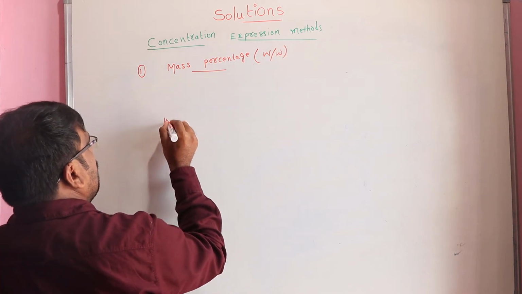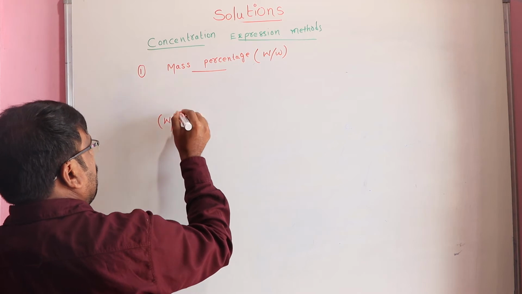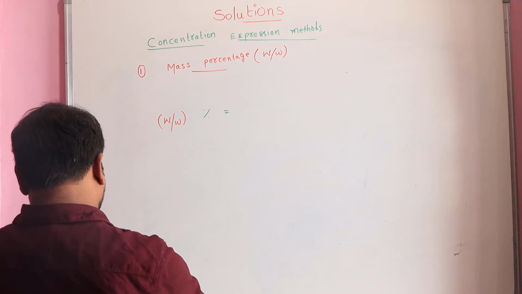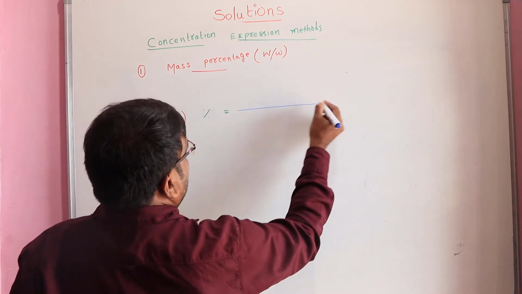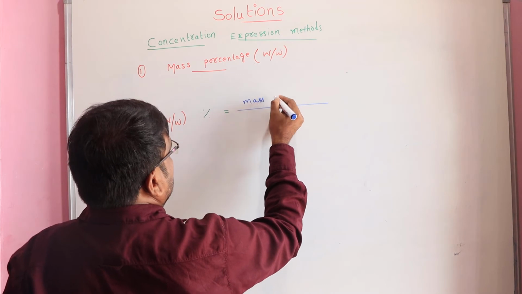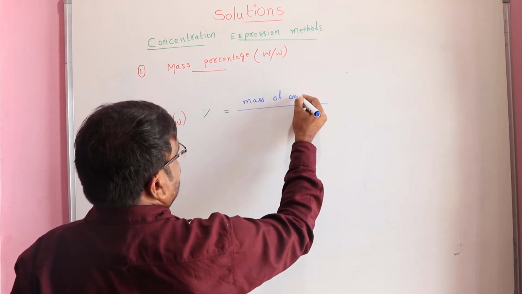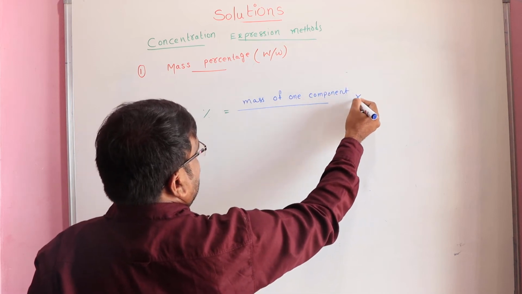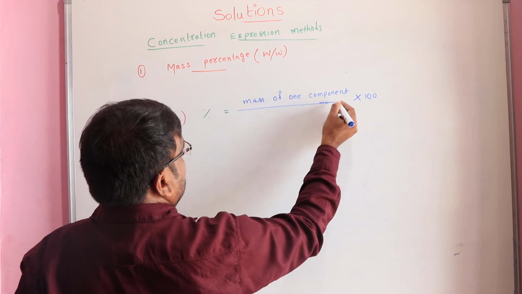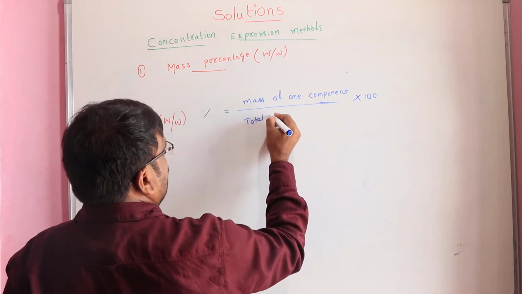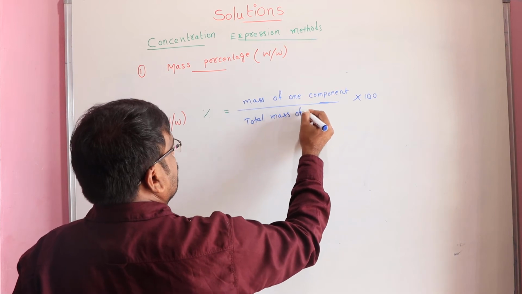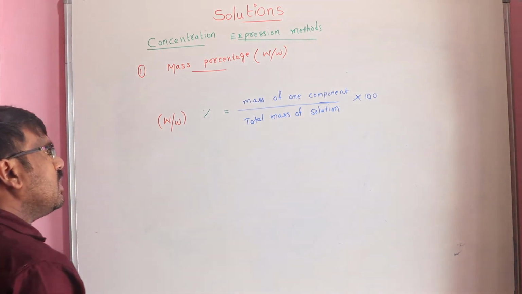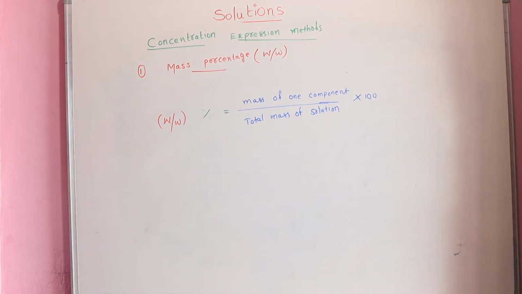So W by W percentage of any component is equal to, so what formula we are using? Mass of any one component into 100 divided by total mass of the solution. So this formula we are using to calculate mass percentage of any one component, either it is solute or solvent.